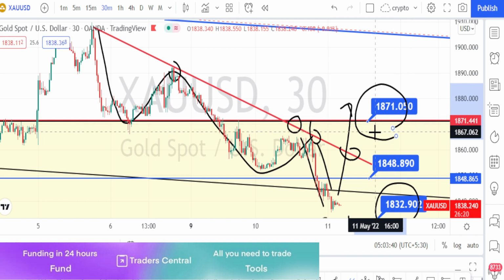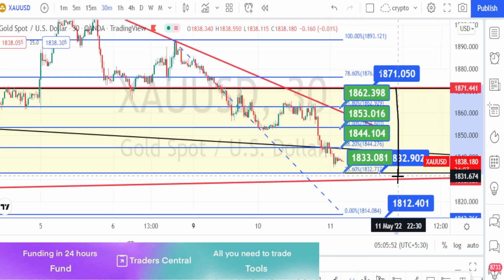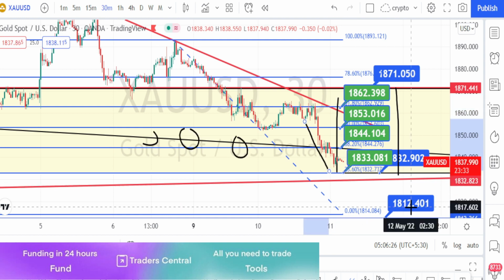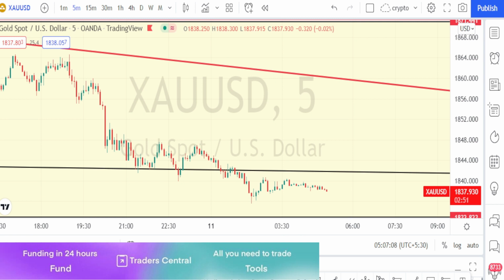Let us mark the support and resistance levels. So the values in the green color boxes are the resistance and support levels for the 30 minutes time frame. Let us do the analysis in the 5 minutes time frame. I'm in the 5 minutes time frame.